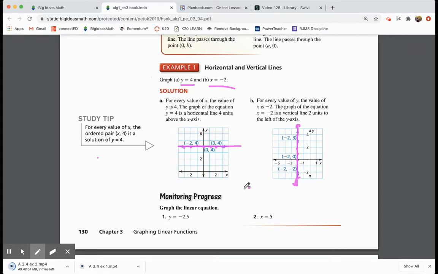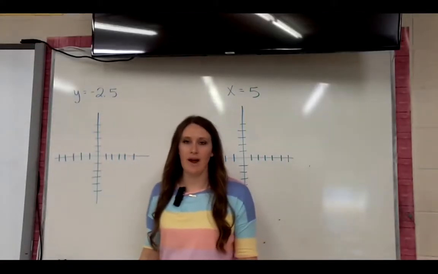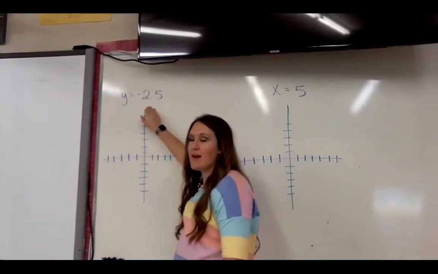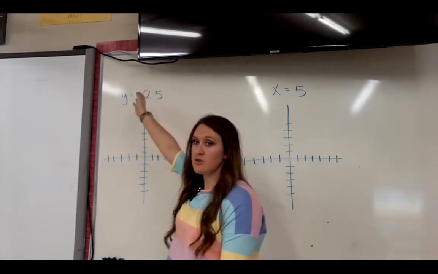Okay, so real quick, let's try a couple of these and then we'll move on. So I want you to pause the video and graph the linear equations 1 and 2. Okay, on 1 and 2, we are graphing. So 1 is y equals -2.5. So that means no matter what value you put in for x, y is going to equal -2.5.